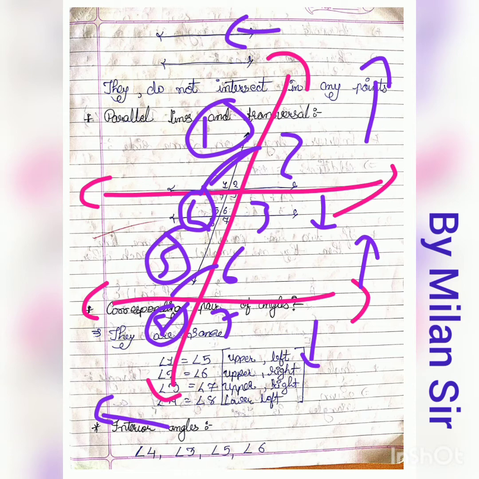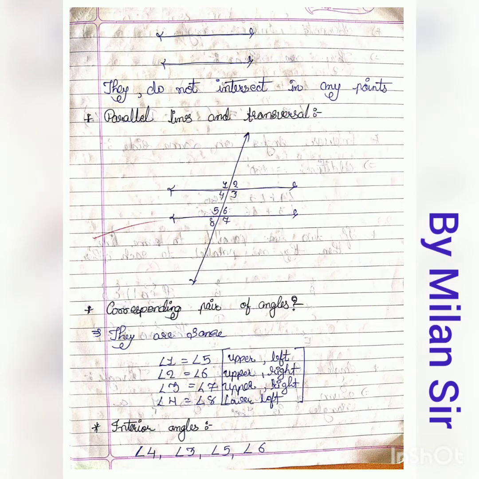After that 2 and 6, both are in the upper part and both are on the right hand side of the transversal. So upper upper, right right. After that 3 and 7, lower lower, right right. So these four are the corresponding pairs of angles.